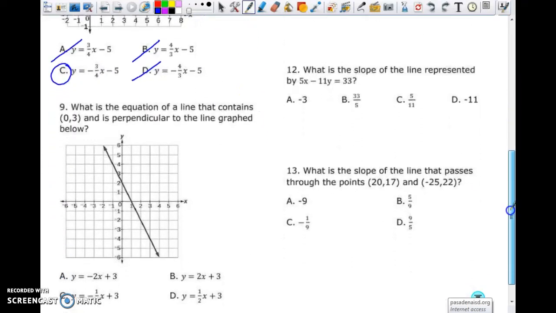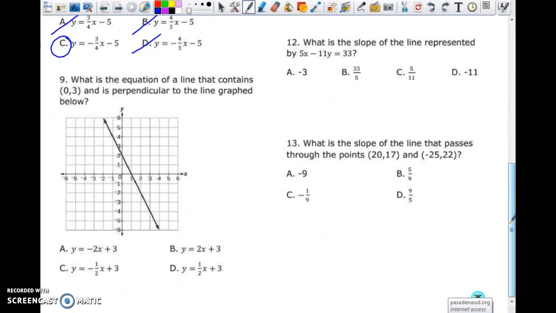Now, number 9: what is the equation of a line that contains (0, 3) and is perpendicular to the line graphed below? So now we're doing perpendicular. Remember, perpendicular slopes are opposite reciprocals, meaning opposite sign and flipped. So that's two things: opposite sign, and then reciprocal, which is flipped.